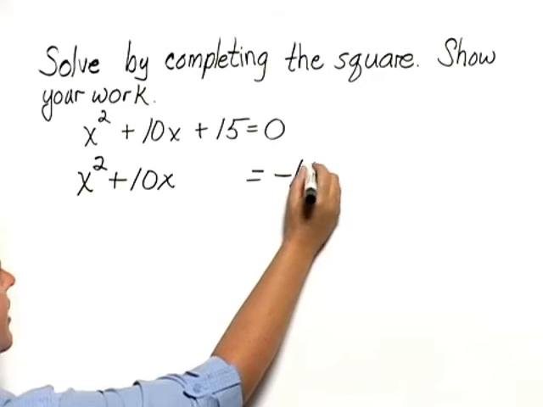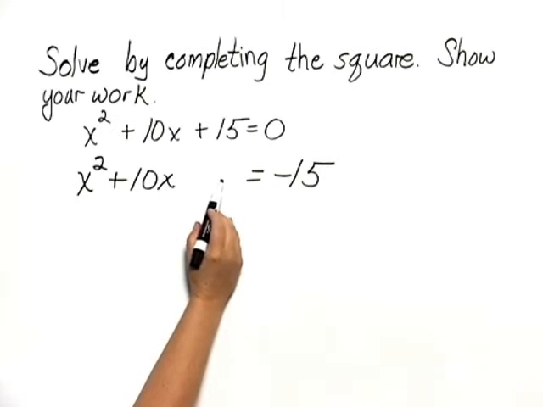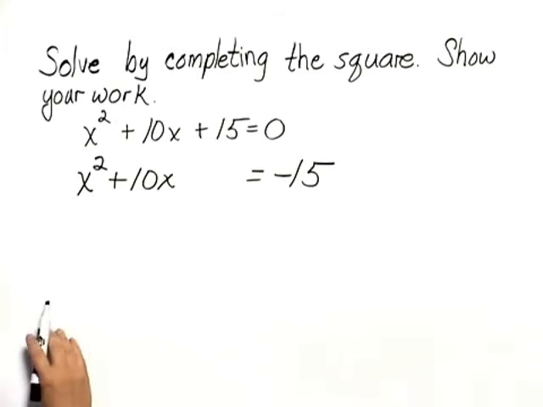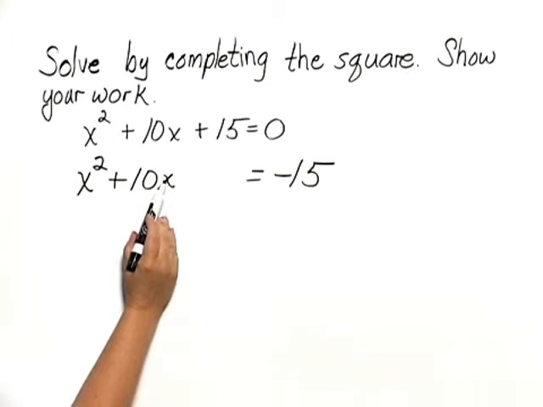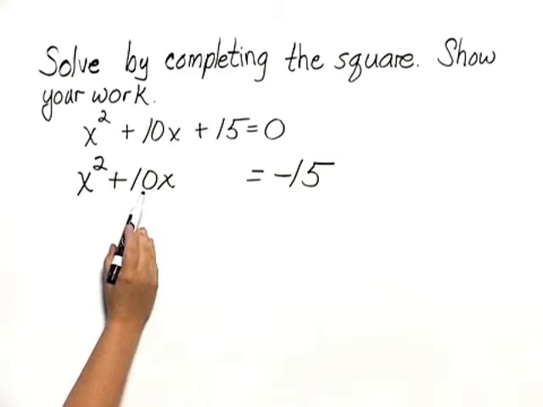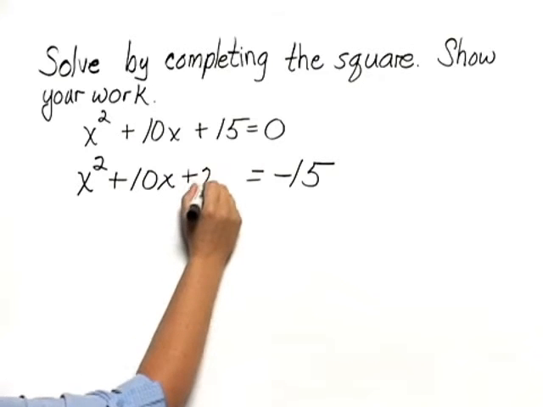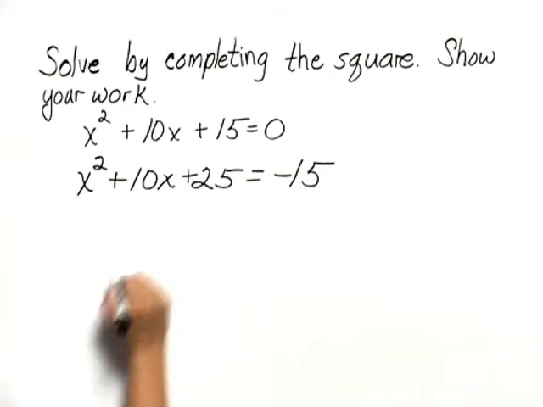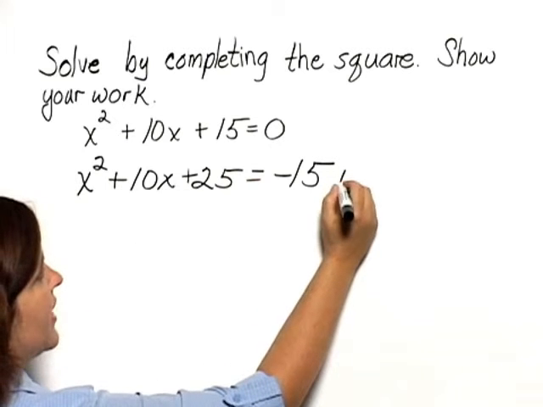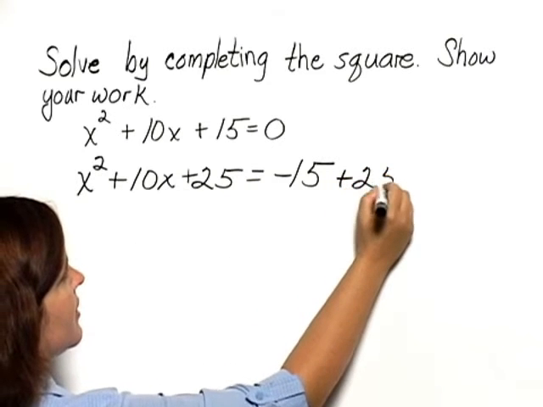I'm going to leave a space here because I want to add a number to this side in order to complete the square. How do I determine what number to add? I look at the coefficient of the x term. That's 10. If I take half of 10, which is 5, and square it, I get 25. That's the number that I add to this side of the equation. And of course, to balance the equation, I have to add it to the other side.